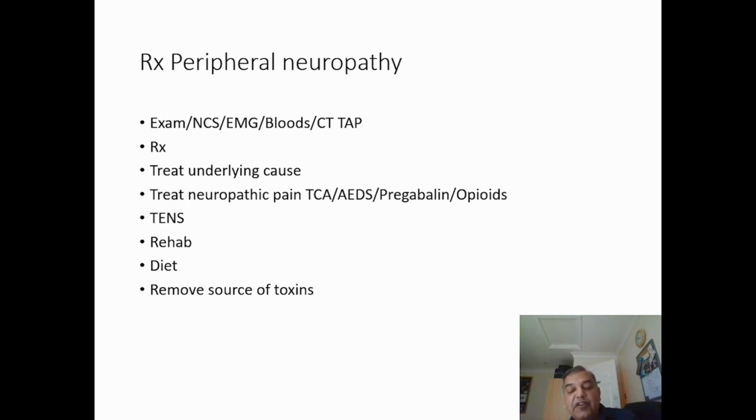So I've already talked about investigating peripheral neuropathy. We basically look for a treatable cause. If you can find it, then obviously we would treat. It may not reverse the neuropathy, but it certainly would prevent progression.